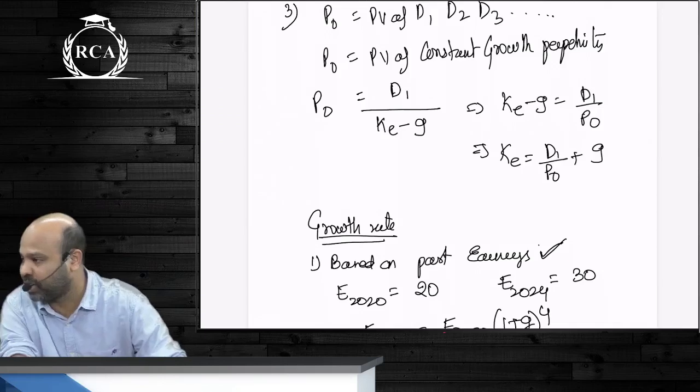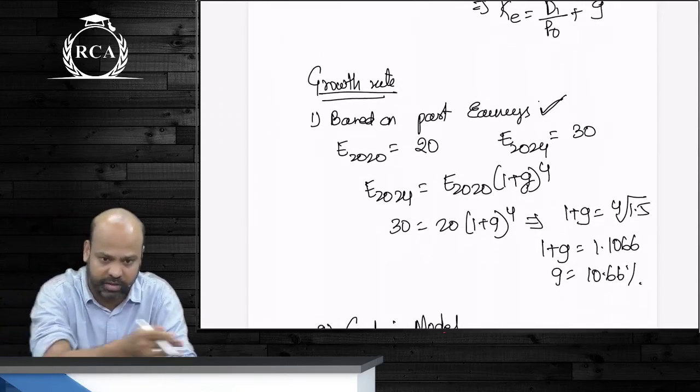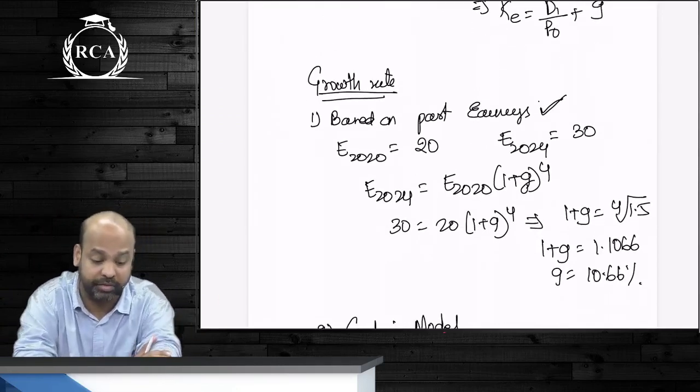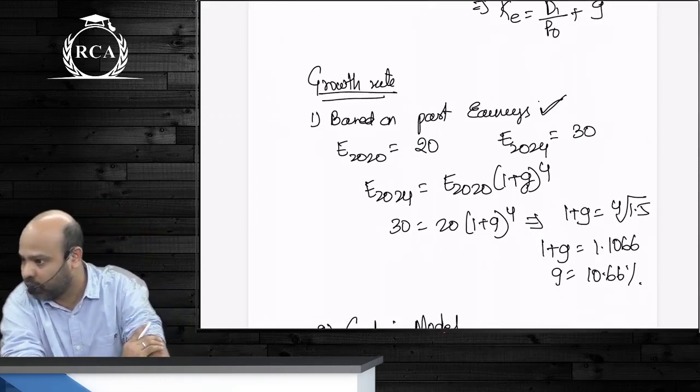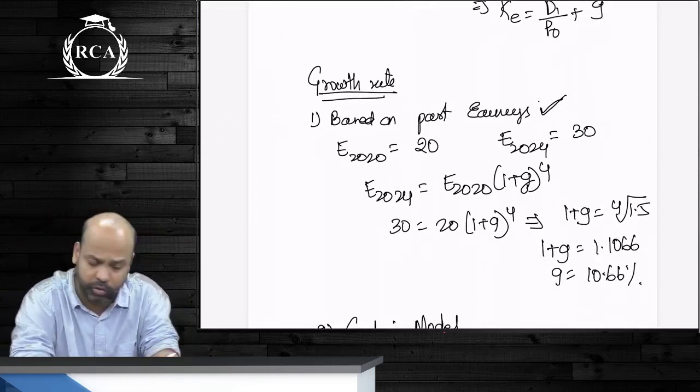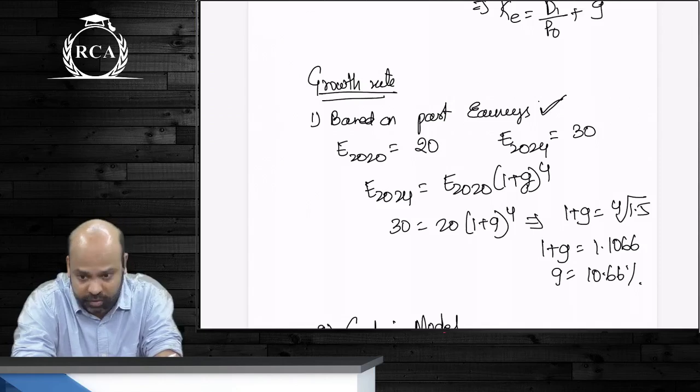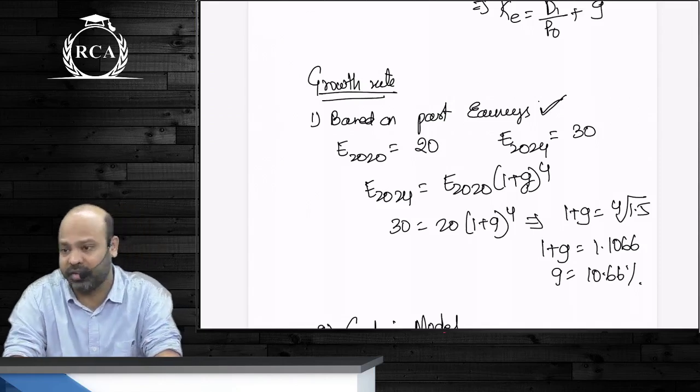On the basis of past earnings, they will give us details of the last couple of years. You're supposed to take the time difference and accordingly arrive at your growth rate. We did this in multiple questions, guys. In almost all the questions, if the growth rate was not given, it was based on past earnings only.